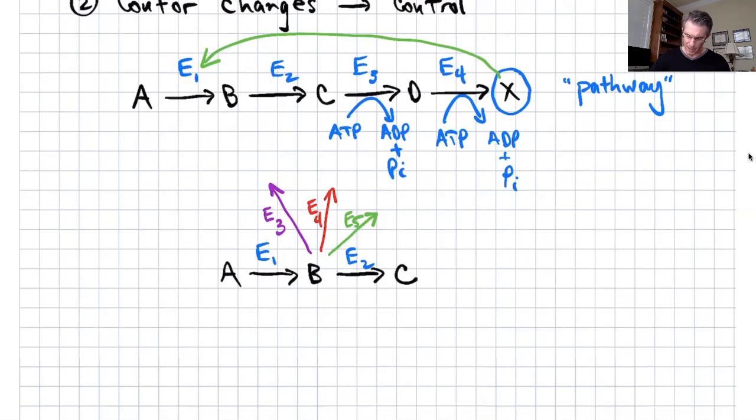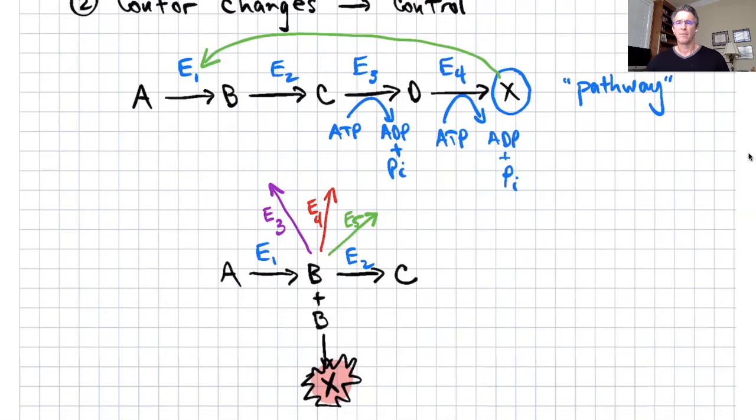But at the same time, if there's too much B around, what if there's another bad thing that happens? What if B can interact with itself and do something bad? It makes X, and X is super bad. X is like, I don't know, some deadly toxin. You make X, you're dead.